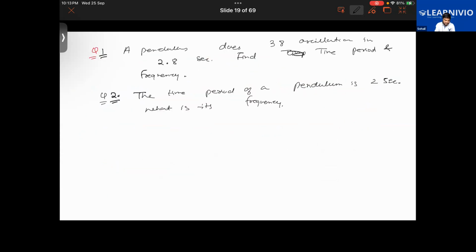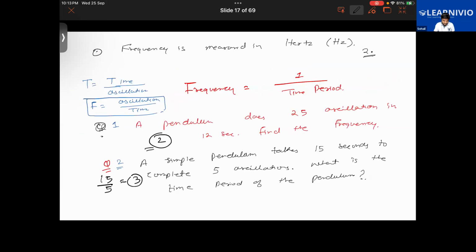Now I have given these questions. So a pendulum does 38 oscillations. I did not get 4, I got 5. Abu Bakr, speak. Sir, I did not get 4, I got 5. Because the answer I got is 3.333. No, that should not be the answer.